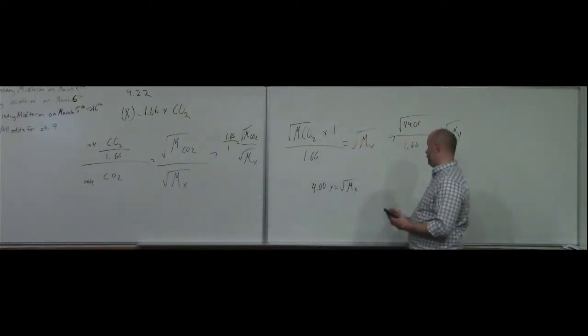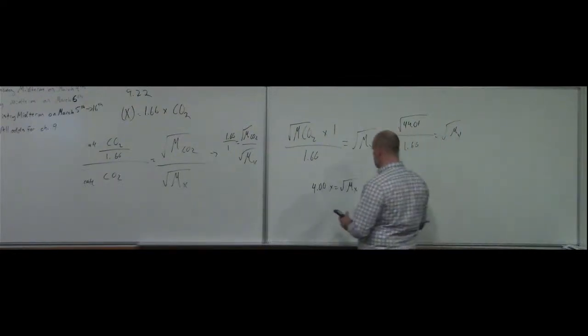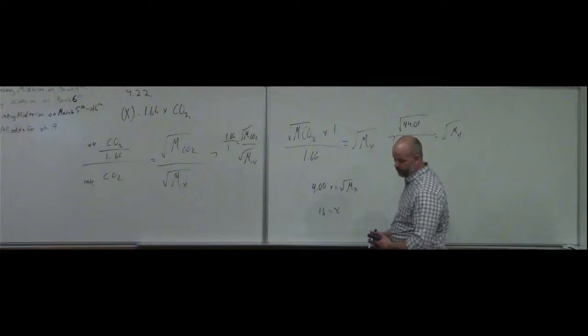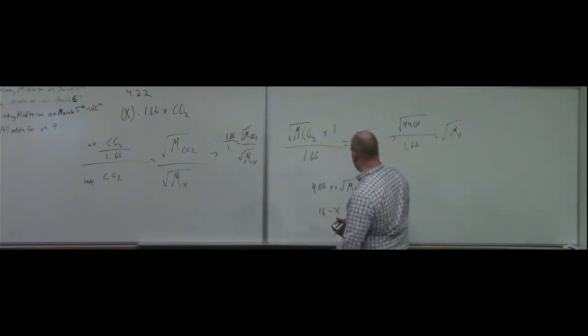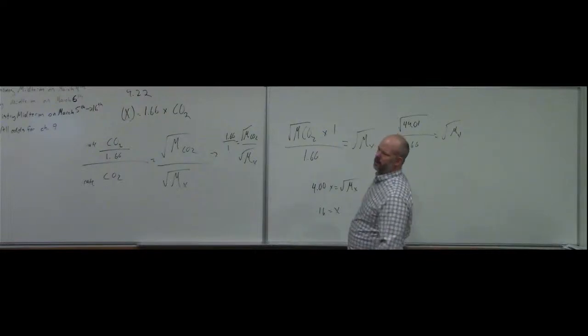Right? You need to square each side. So 16 equals x. So what gas is going to have an approximate molar mass of 16? Oxygen? No, it's not going to be oxygen, because oxygen will be 32.